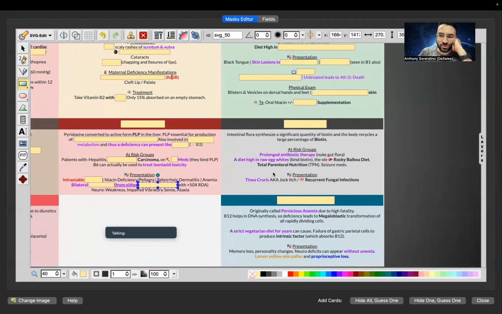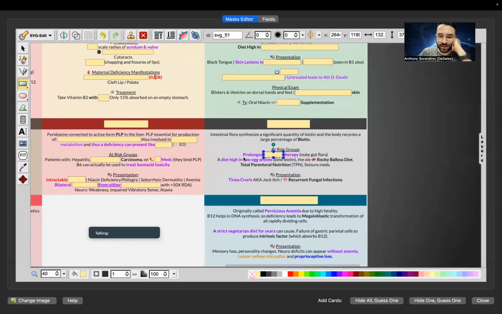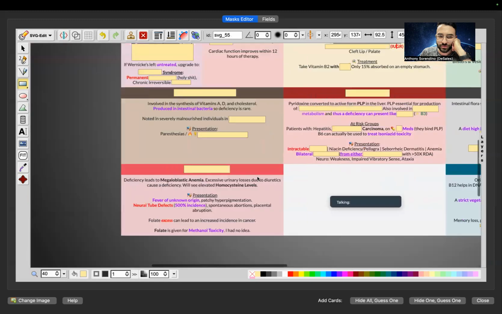Okay, moving on to, what's this, 7? 1, 2, 3, 4, 5, 6, 7. This is biotin, prolonged antibiotics, I think, is a big one there. A diet high in, that's going to be a big one there because it binds biotin. And I think this is interesting, the TPN, so like a feeding tube, the name of Jokic, I think I should know, and then recurrent fungal infections, which I'll get because of the mushroom.